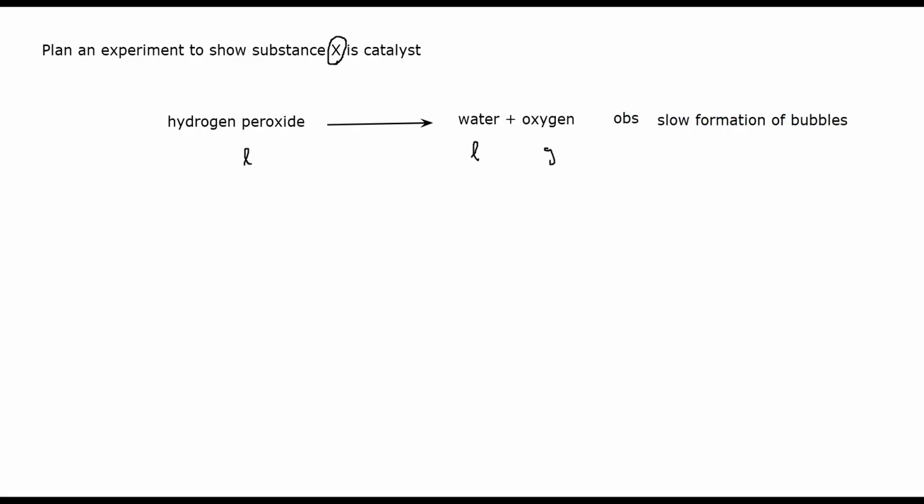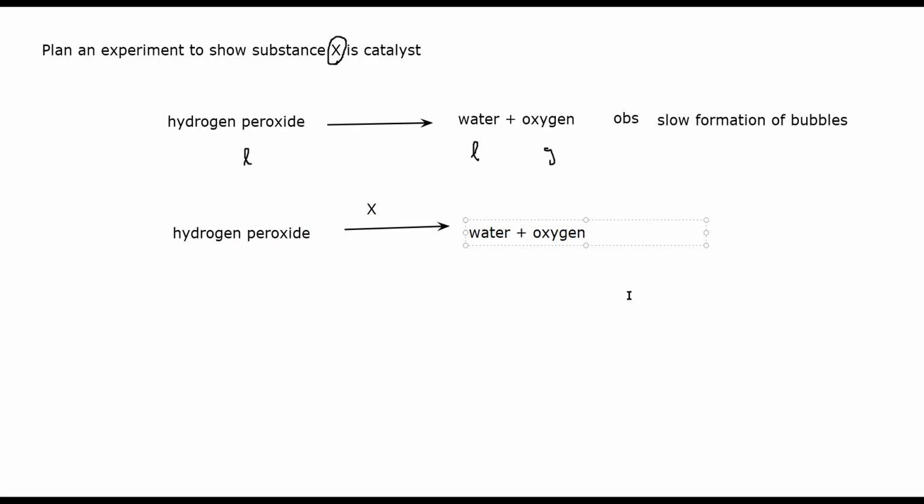But if I use a catalyst with hydrogen peroxide, because catalysts only alter the rate or the speed of a reaction and do not affect the product, we write the catalyst name on the arrow, not on either the reactant side or the product side. So for example, substance X is a catalyst. The product will be the same. The product is water plus oxygen.